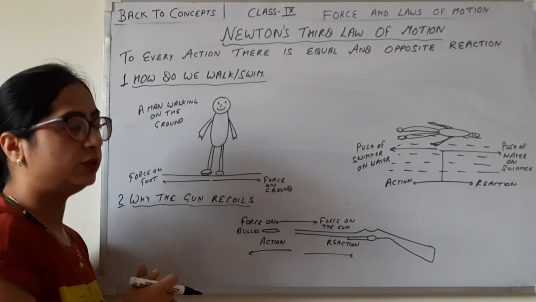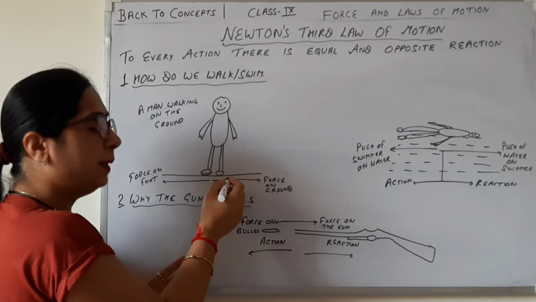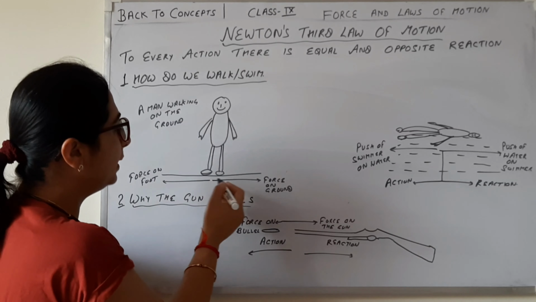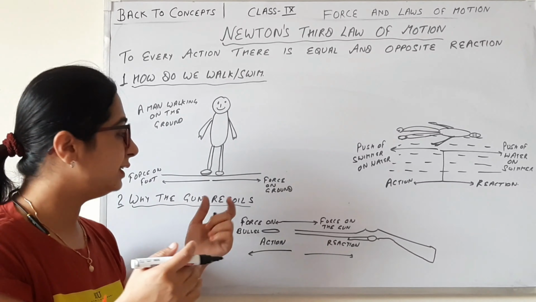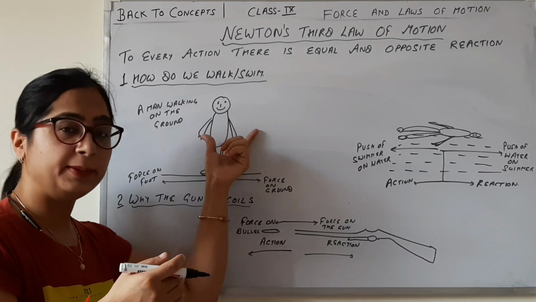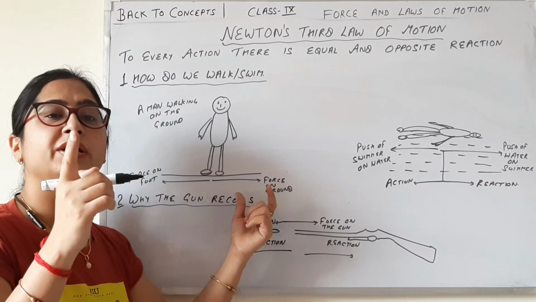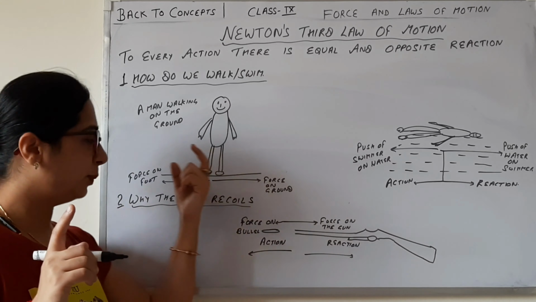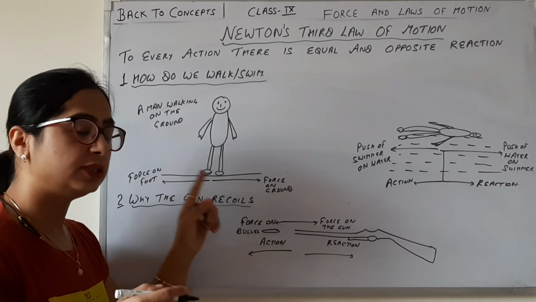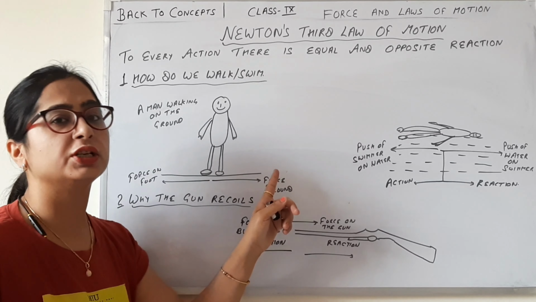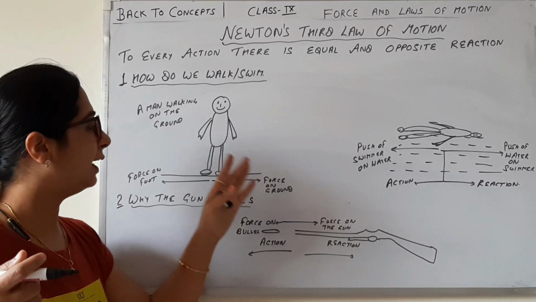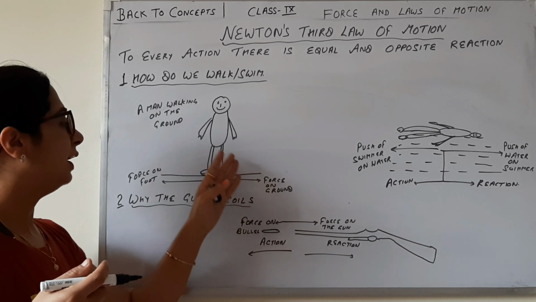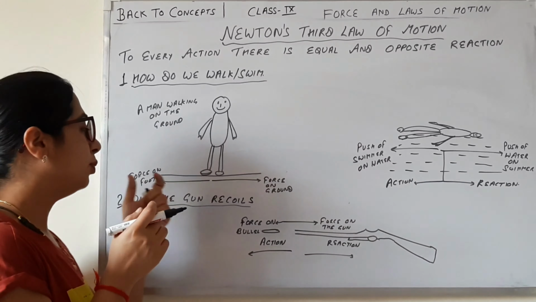When we move on the ground, we apply force on the ground in the backward direction. This is the reaction by the man on the ground. And what does Newton's third law say? The ground also exerts an equal and opposite reaction. So we apply force in the backward direction by our foot and we push the ground backward, and the ground exerts an equal and opposite force on our foot. That's why we move.